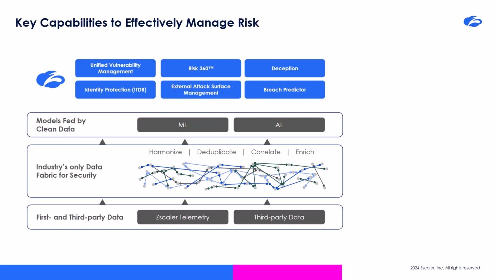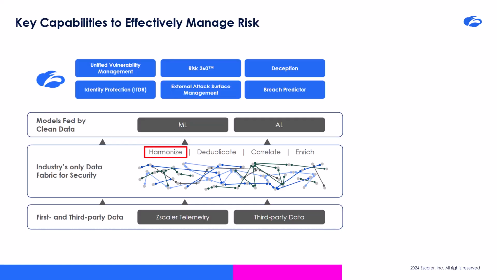Typically, Zscaler Data Fabric for Security is a data fabric architecture that unifies and aggregates security data from various sources to provide a holistic view of an organization's security. It is not just a data lake or a data warehouse. It transforms and contextualizes the data.